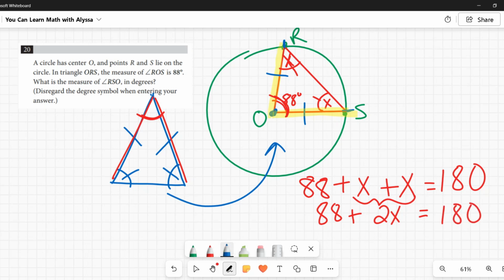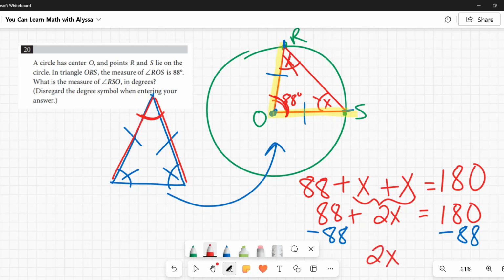Now to solve for x, I need to undo what's been done. So x has been multiplied by 2 and then 88 has been added to it. I'm going to undo that in reverse order. First, I undo the addition of 88 by subtracting 88 from both sides.